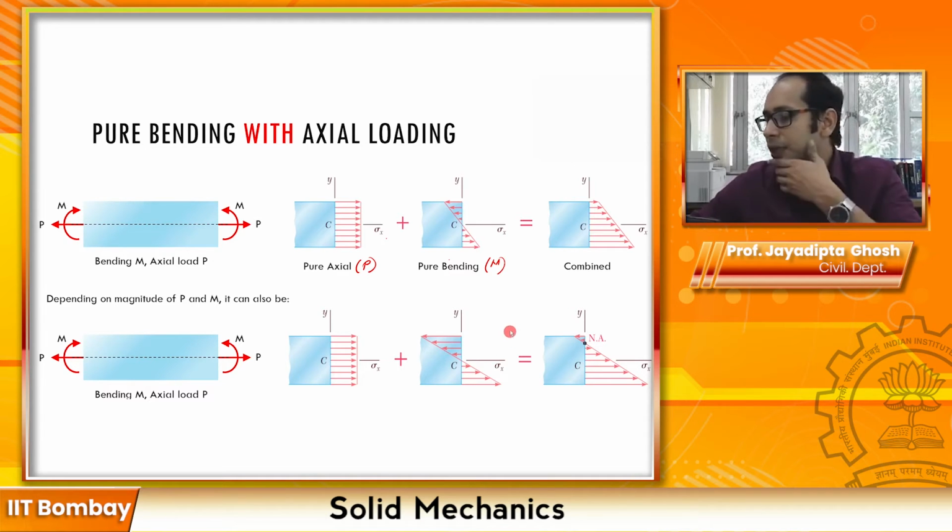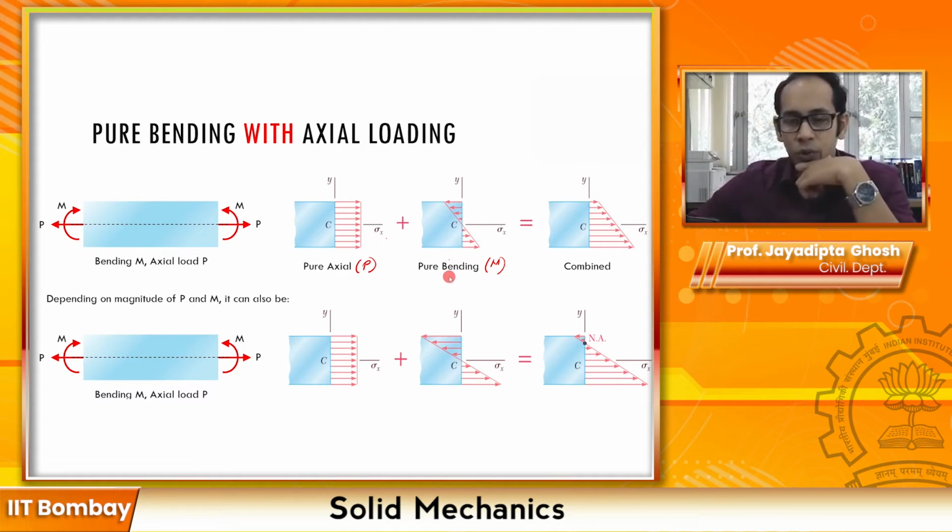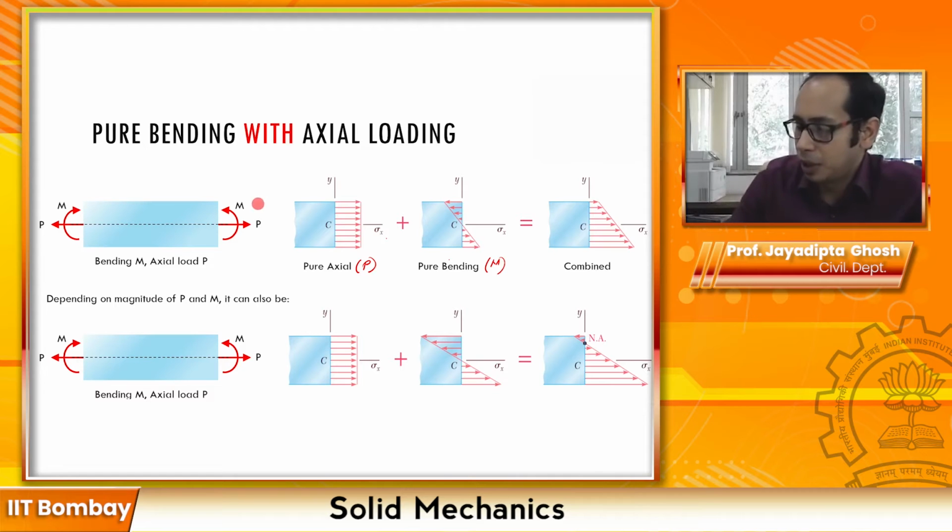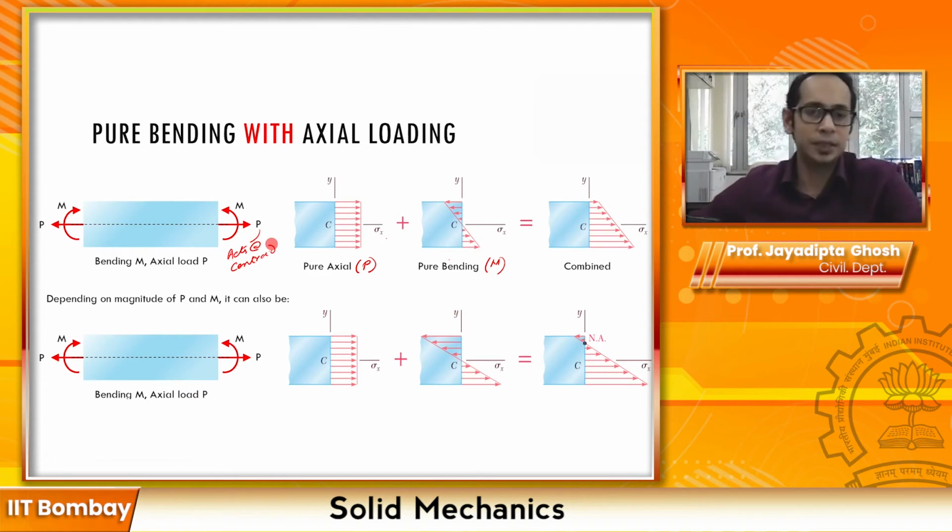Now, one important thing to note here is that this stress is uniform throughout. Why? Because P acts at the centroid. So here maybe we make a quick note that it acts at the centroid. Since it acts at the centroid, you have this sigma x as a uniform distribution.